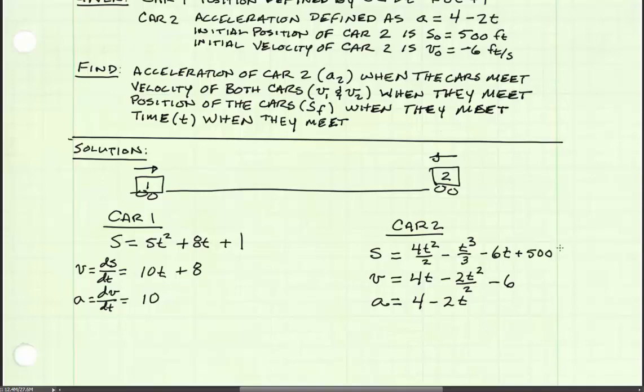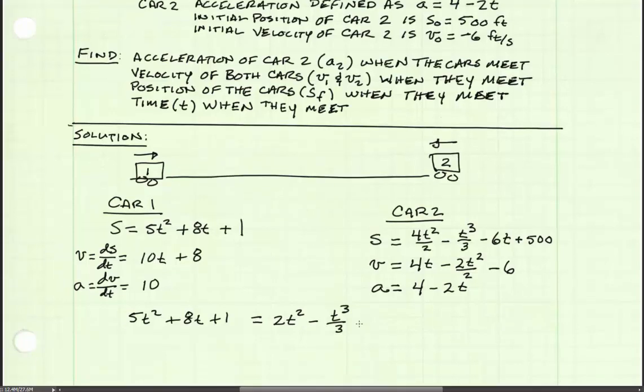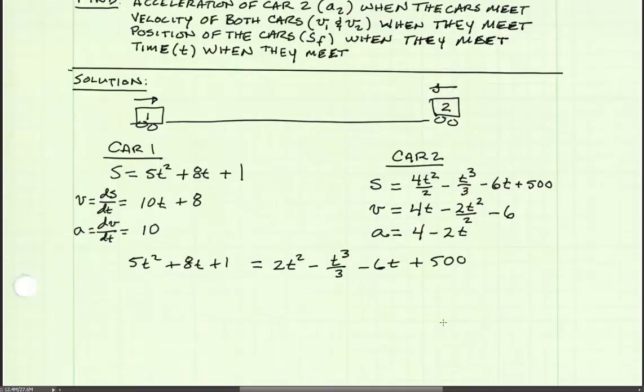In order for me to find the time that it takes for them to meet, I'm going to take a look at these two equations. When they meet, those equations have to be equal to each other. So if I set those equal to each other and solve for the time, then I can find how much time it takes for the vehicles to come together. So let's take the equation from car 1, which is 5t squared plus 8t plus 1, and we'll set that equal to the equation for car 2, which, if I simplify that, is 2t squared minus t cubed over 3 minus 6t plus 500. Now I need to solve this equation for time.